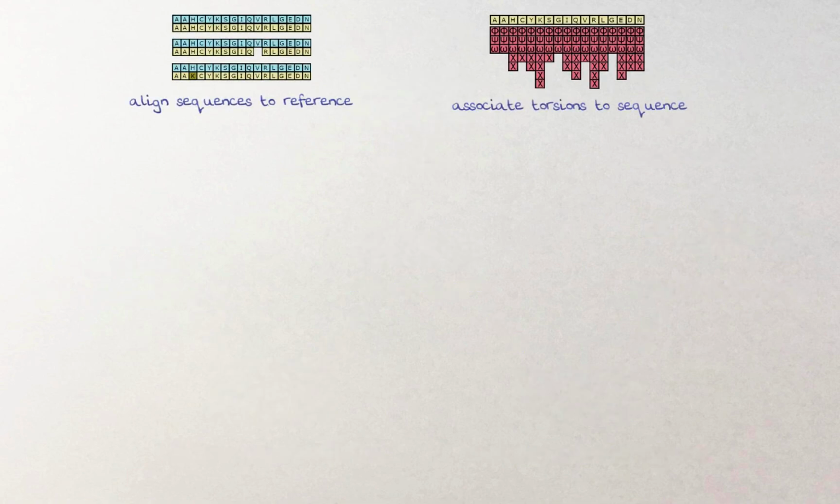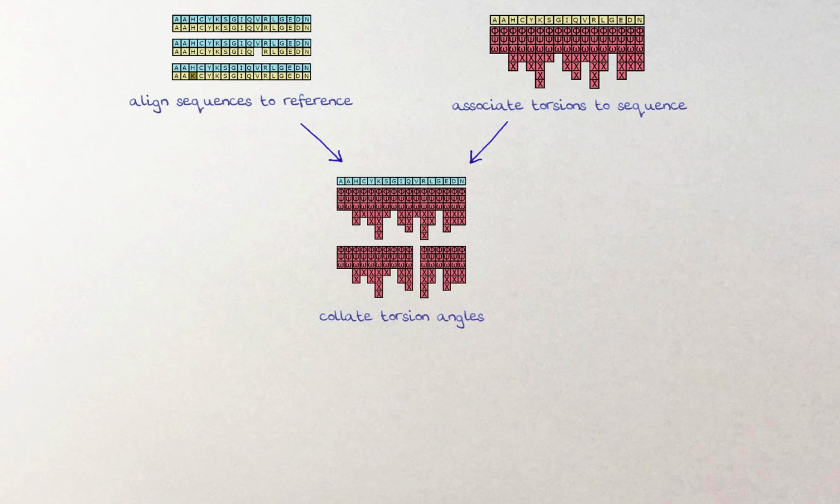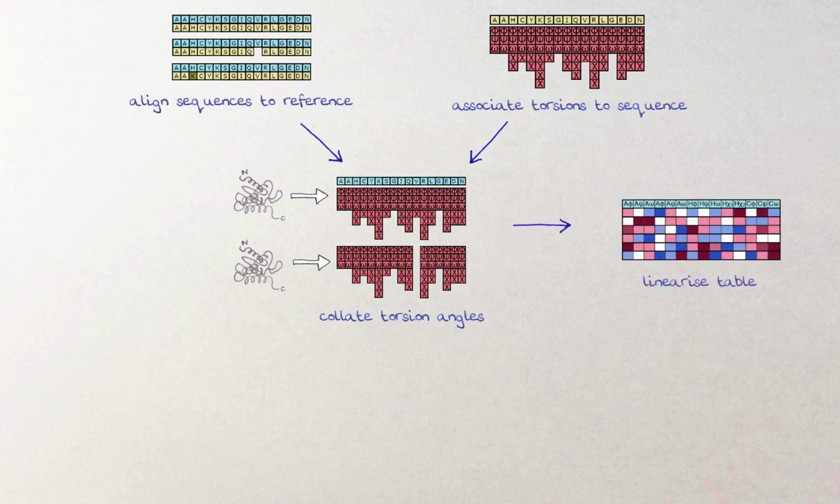Then we can combine these two to collate all of the torsion angles, so every residue has a list of torsion angles associated with the main chain and the side chain. We can linearize that table, so every row has a molecule and every column is a residue torsion angle pair.